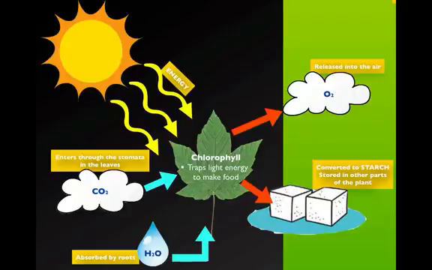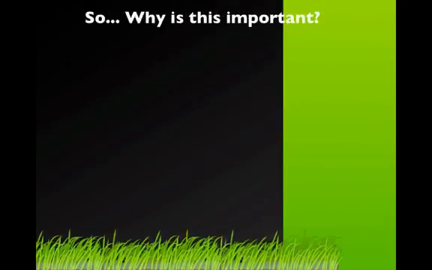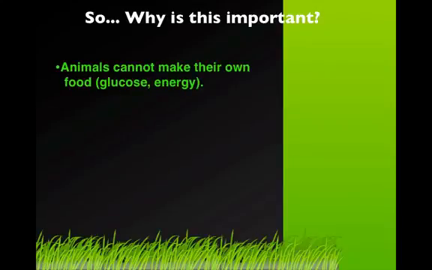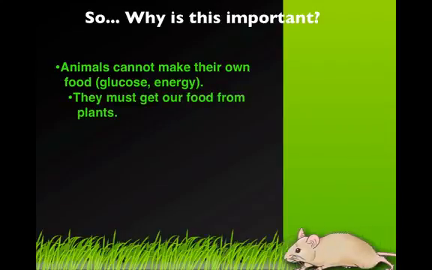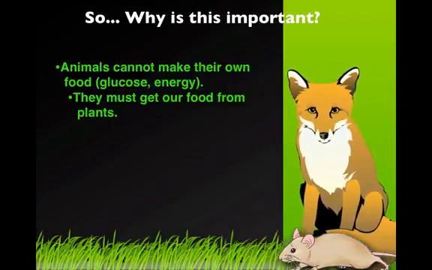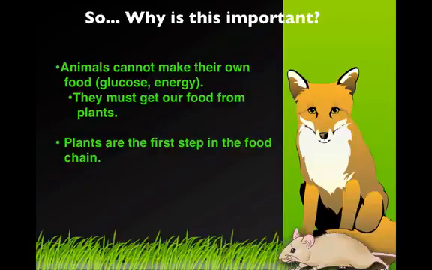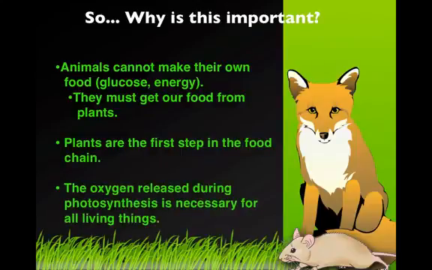So why is this important? Well, it all boils down to the fact that animals are not able to make their own food. Okay, so we cannot get our energy directly from the sun, but the plants can. So that's where the beginning of the food chain is. The plants are the first step in the food chain. And also the plants produce oxygen for animals and other living organisms to use. So that's a very, very important process that goes on in the world.